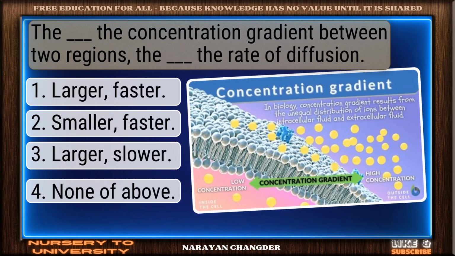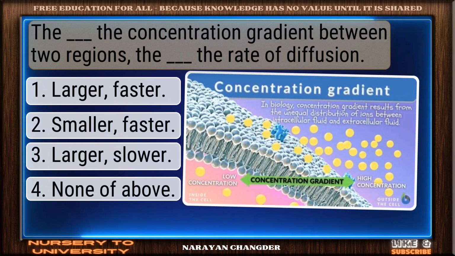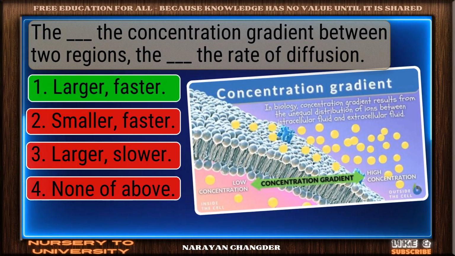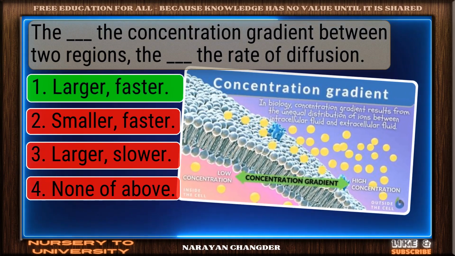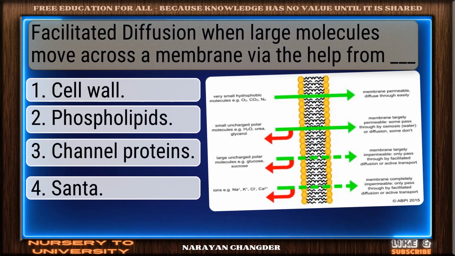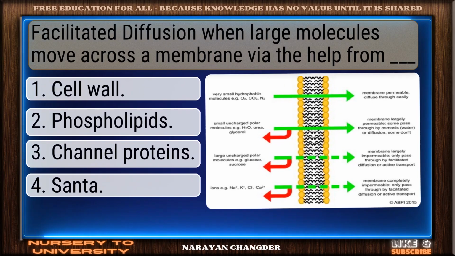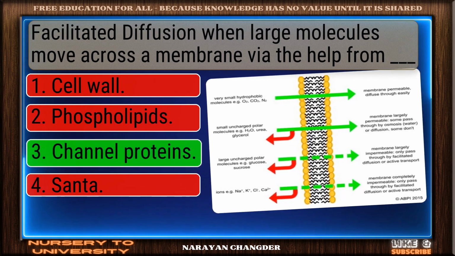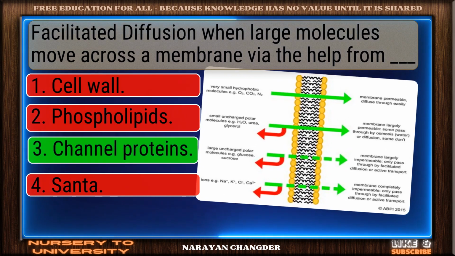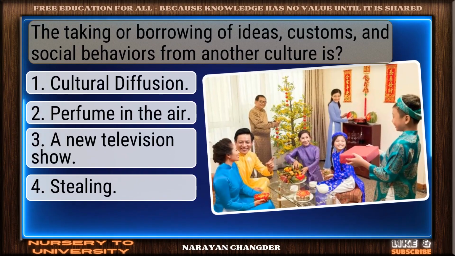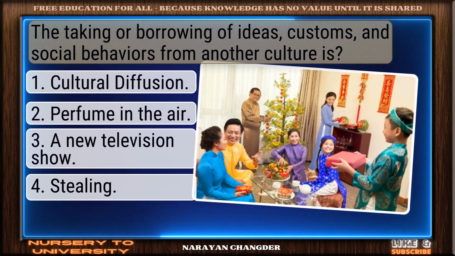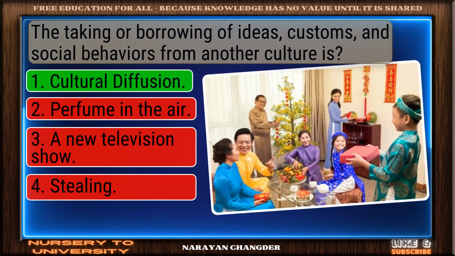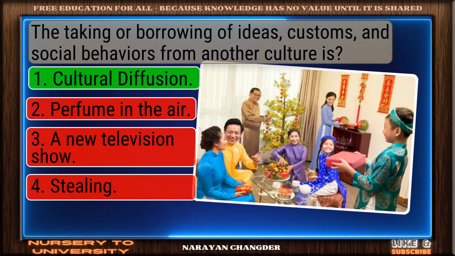The dash, the concentration gradient between two regions, the dash, the rate of diffusion. Right again. Larger, faster is a valid answer. Facilitated diffusion, when large molecules move across a membrane via the help from dash. Clear logic. Your choice channel proteins is sound and 100% true. The taking or borrowing of ideas, customs, and social behaviors from another culture is. Strong choice. Cultural diffusion is the right answer.